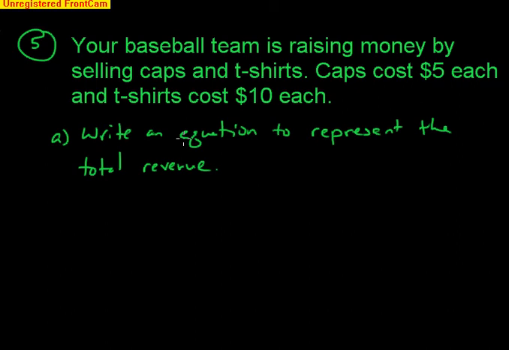Okay, so this is another variation of a problem we worked on in class. Your baseball team is raising money by selling caps and t-shirts. Caps cost $5 each and t-shirts cost $10 each. Write an equation to represent the total revenue. Okay, so we have 3 variables. We'll use R. Let's use R for the total revenue.